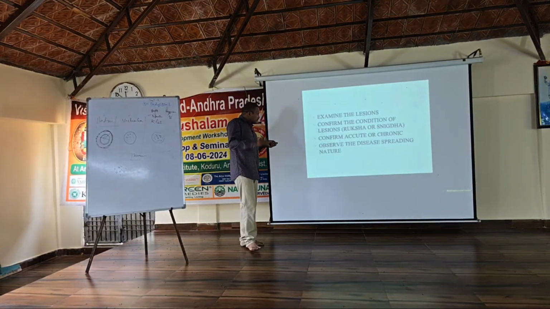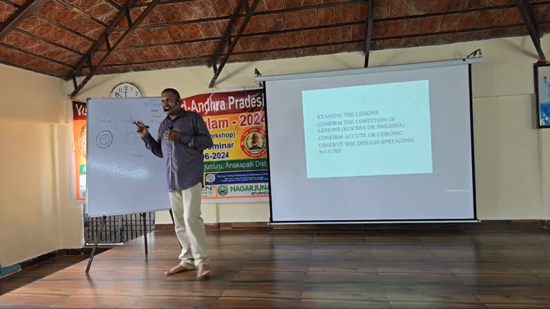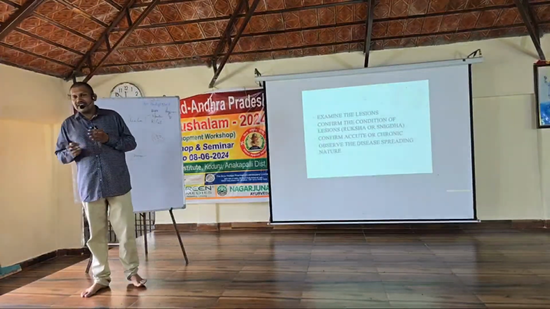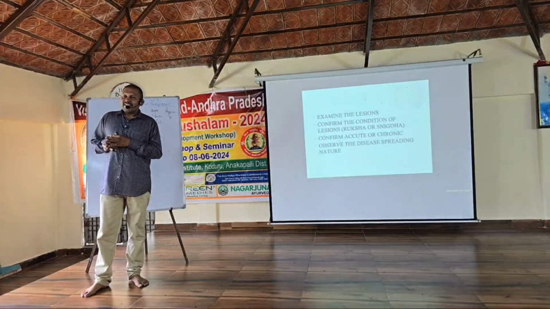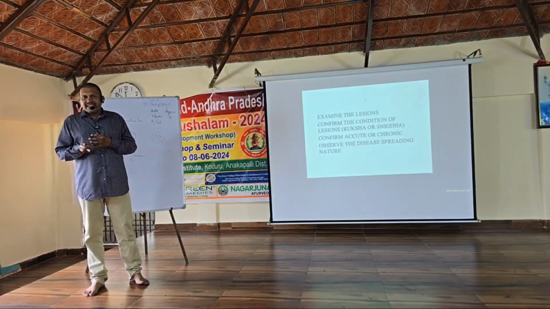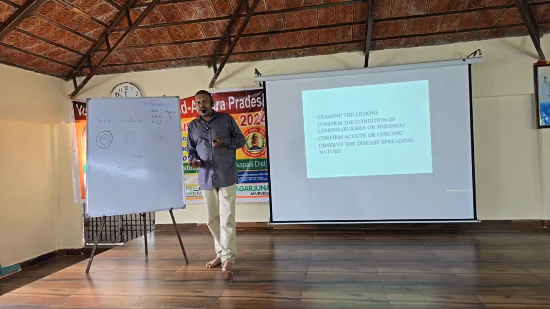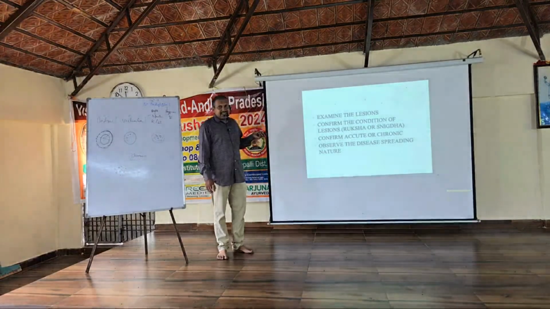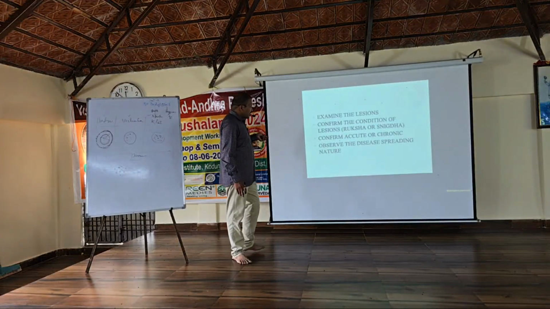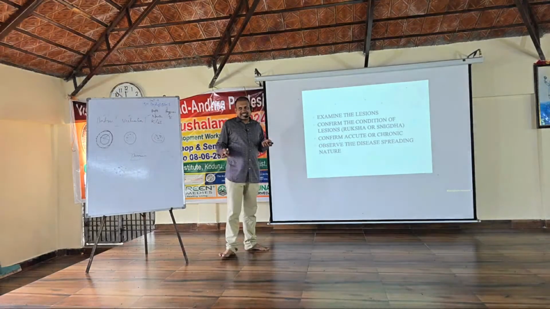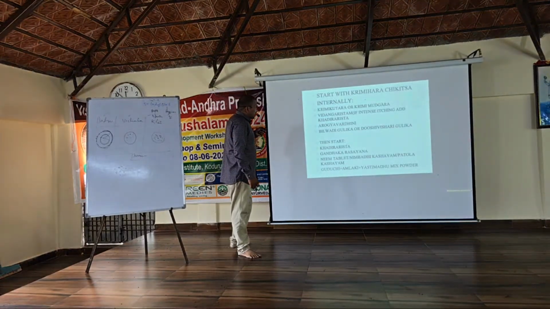First, you have to examine the lesions. The patient comes to you after visiting allopathy doctors. Then the lesions are very dry. Why? Because they have been given antibiotics or steroids. Don't get confused about whether it is acute or chronic. You have to see whether this condition is Ruksha or Snigdha. Then observe the disease spreading nature, whether it is fast spreading or slow spreading.